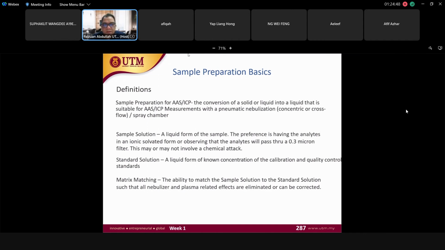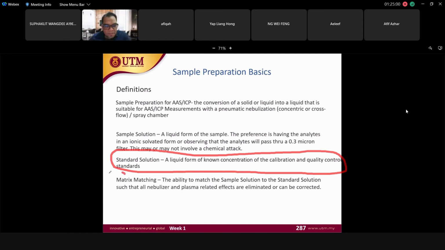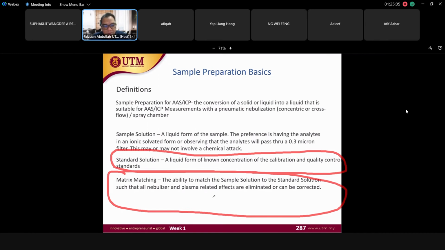And then, as I told you, we need to prepare the standard solution. All the instruments are not so clever. We need to teach them. So we prepare a series of known concentrations of the targeted analyte using the standard. And then we do matrix matching, the ability to match the sample solution to the standard solution, such that all nebulizer and plasma related effects are eliminated or can be corrected. This is another step, matrix matching. But the most important is the standard preparation.